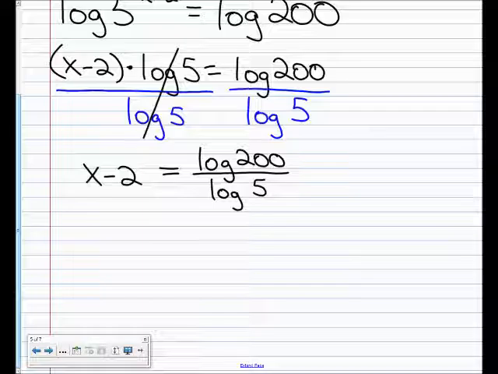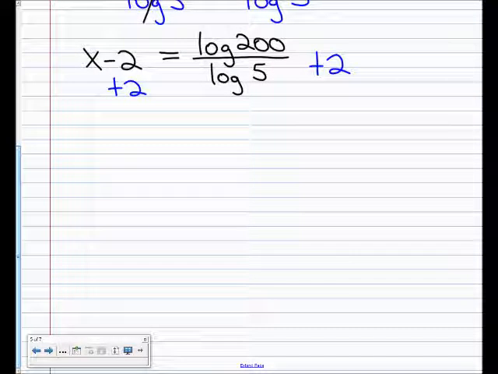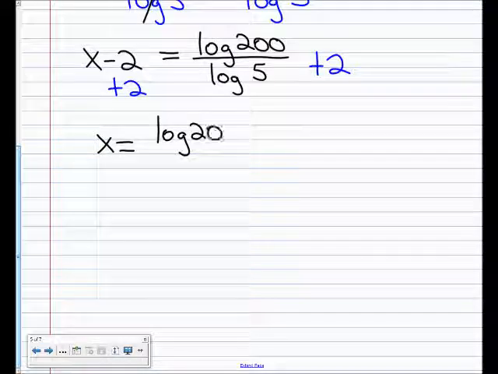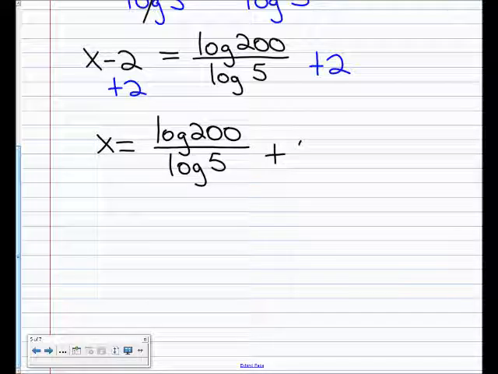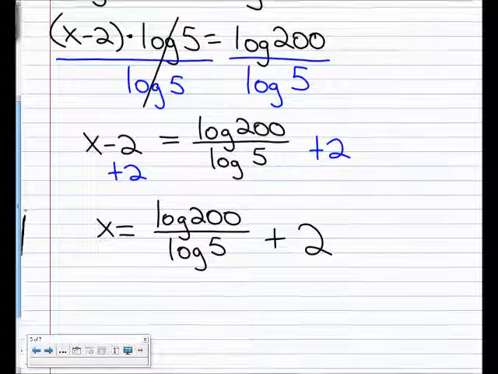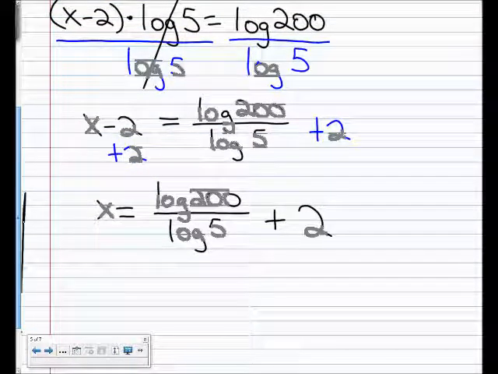Now we're almost done, because I want it to say x equals. So what do I need to do to get it to say x equals? Plus 2. Add 2. Very good. So I'm going to write plus 2 to both sides. So my answer is going to be the log of 200 divided by the log of 5, plus 2. And that is acceptable. I would absolutely accept that on your quiz.